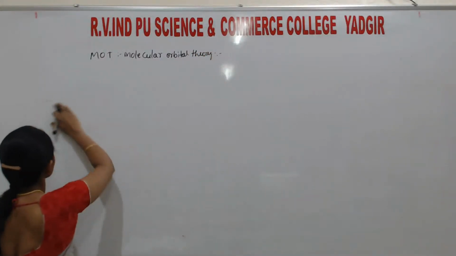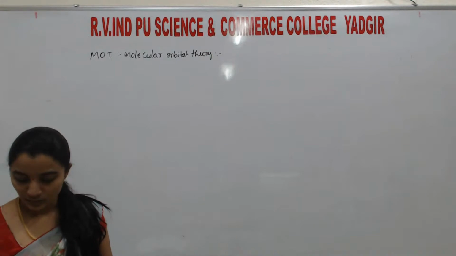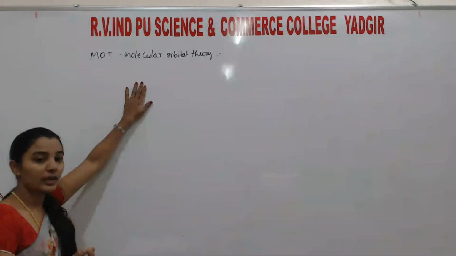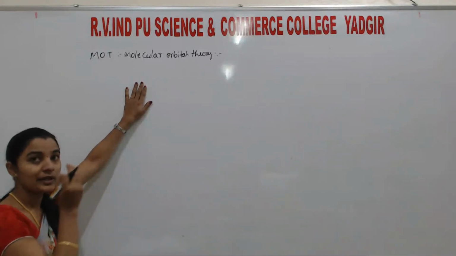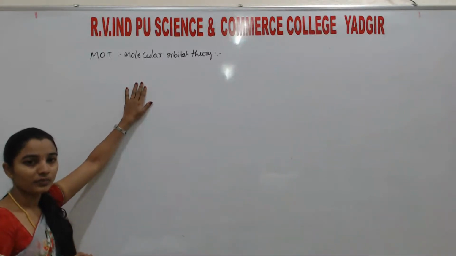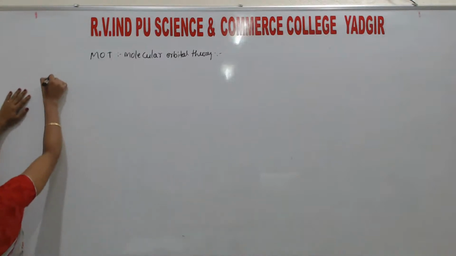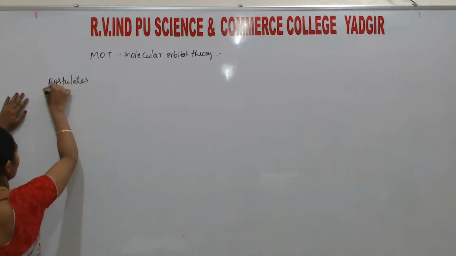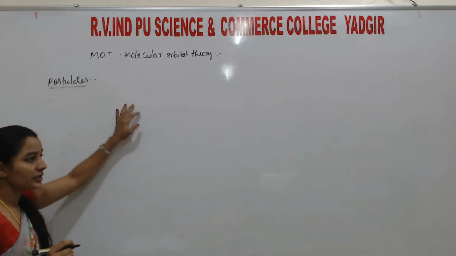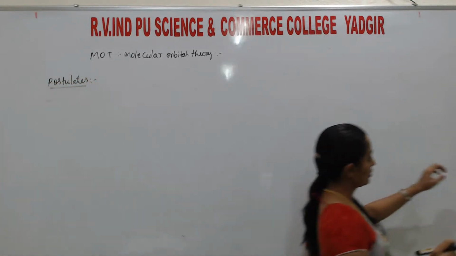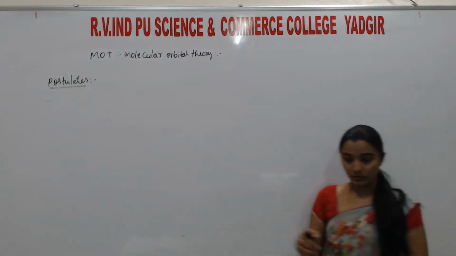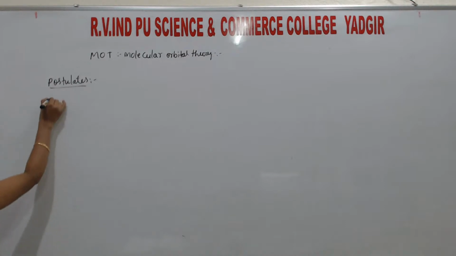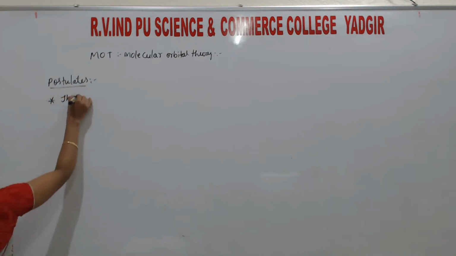So what does this molecular orbital theory tell about? Listen, first I'll explain the postulates. Later I'll explain the structure of the molecules based on this MOT. The first one is the postulates of the molecular orbital theory. As I told you, all the postulates are very important for 3 marks.